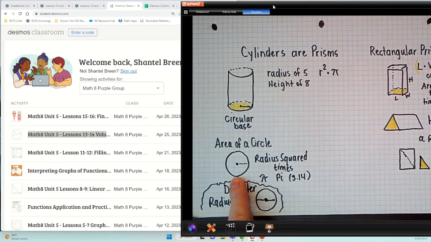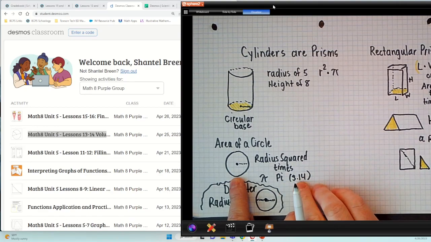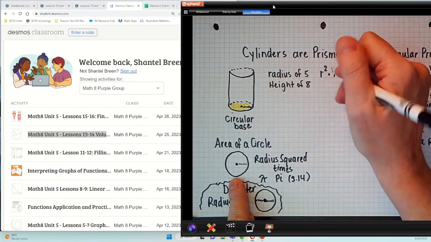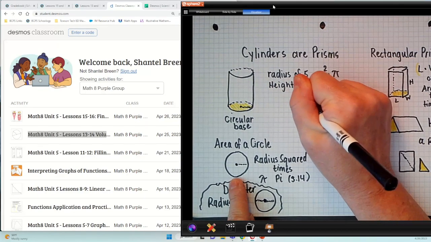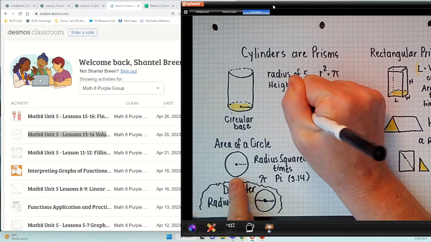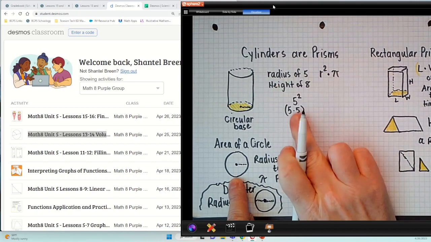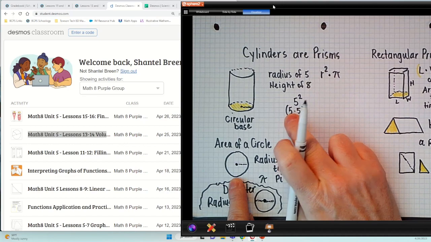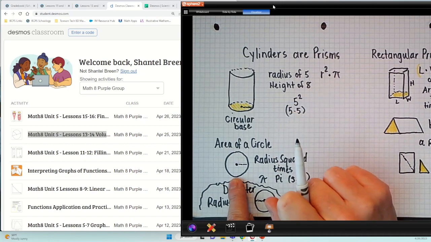Now we're just going to leave pi as pi because we can use 3.14, but we're going to put it in terms of pi. We're not going to multiply it out. Even though we know it's about 3.14, pi is always an approximation because it's irrational. So I'm going to do 5 squared, which is not 5 times 2. That's 5 times 5. Some of you are still messing that up. This is an exponent, 5 to the second power. You're multiplying 5 times 5, not 5 times 2.